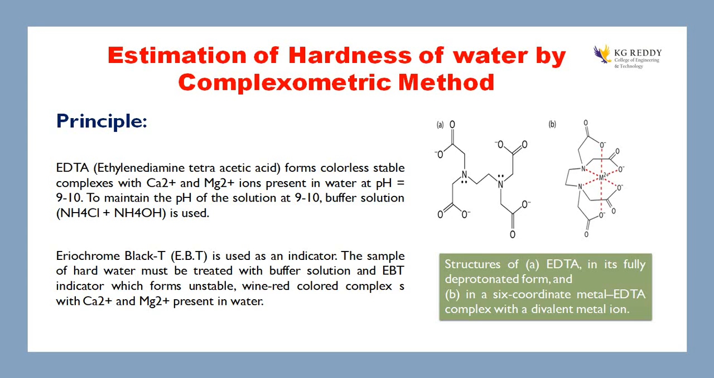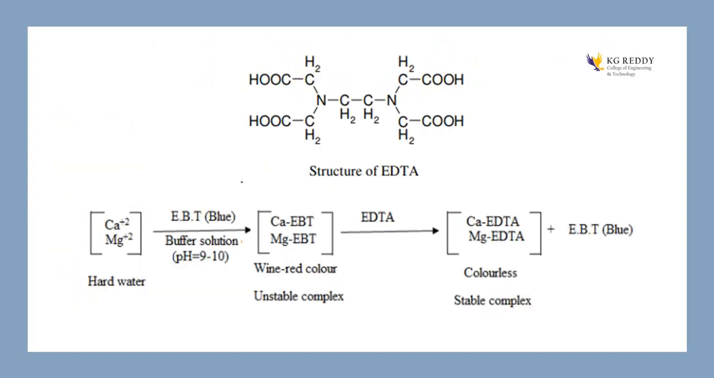When you add the EBT indicator, it binds to the calcium and magnesium. Then when you titrate against EDTA, the EDTA combines with the calcium and magnesium ions causing hardness of water. Then the EBT indicator which becomes free gives a steel blue color, right? This is the principle of the EDTA method.